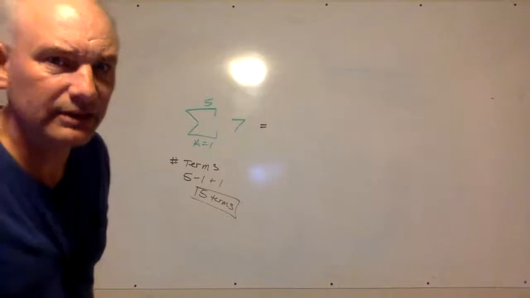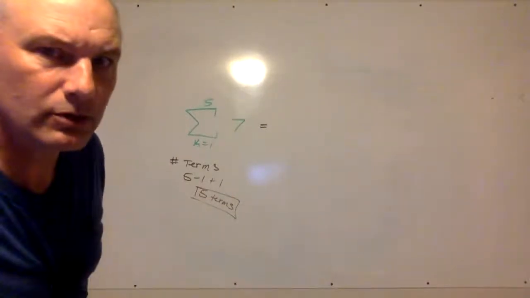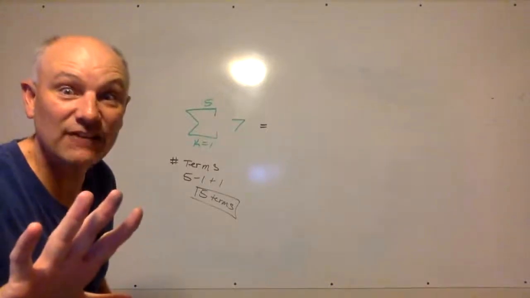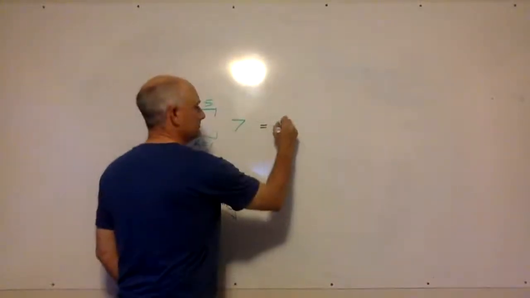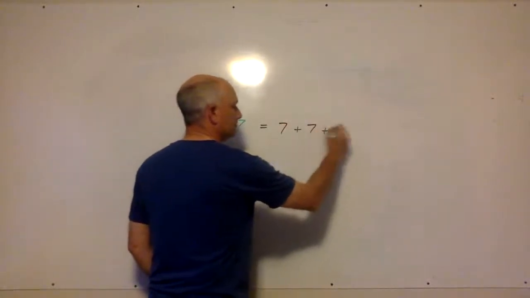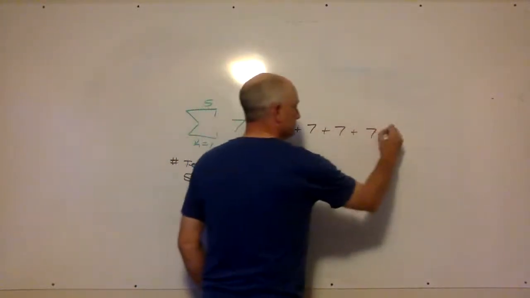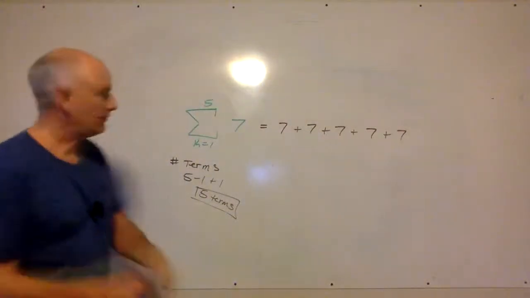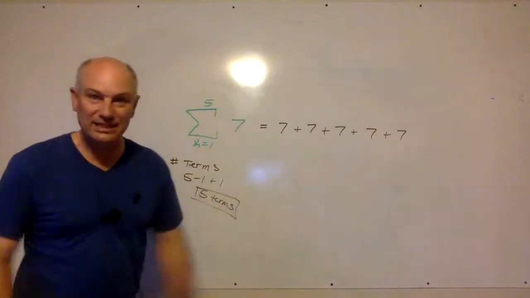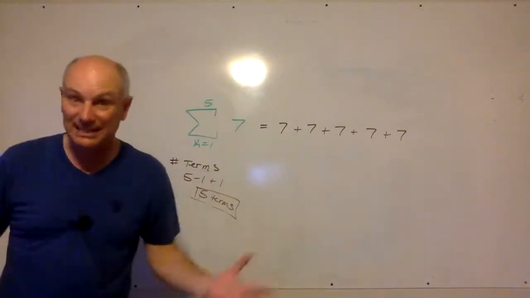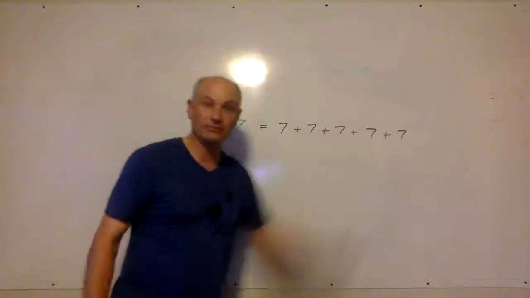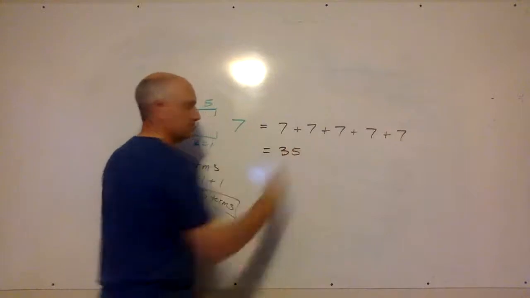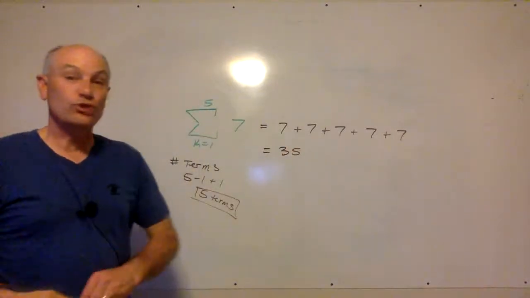Hopefully you're thinking 7. How many terms of 7 will you have? If you're given just a constant, it means that every single term is the exact same thing. 7, 7, 7, 7, 7. Total 35. So don't let that throw you off.